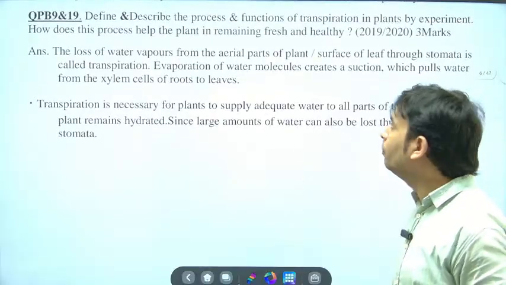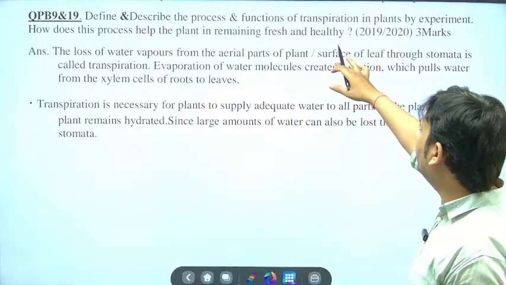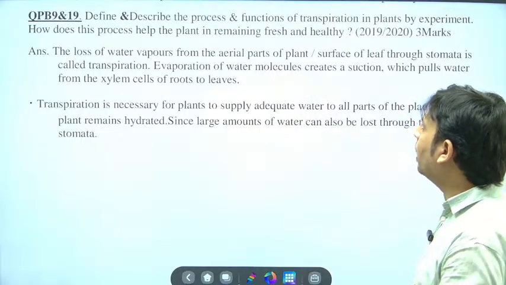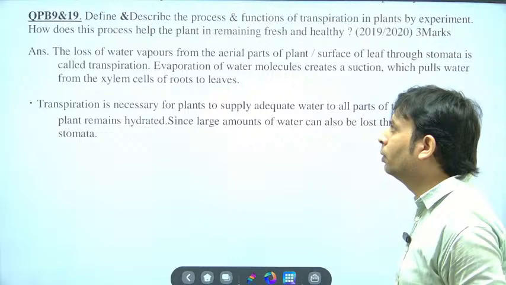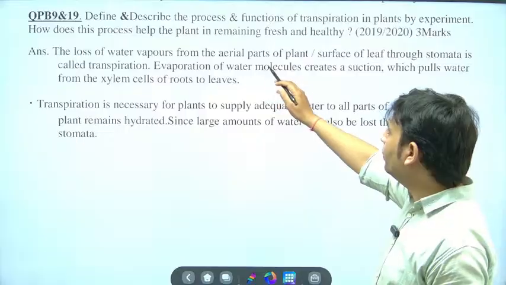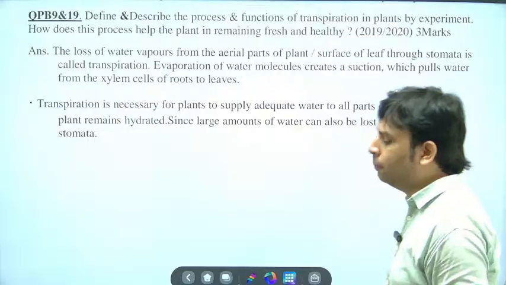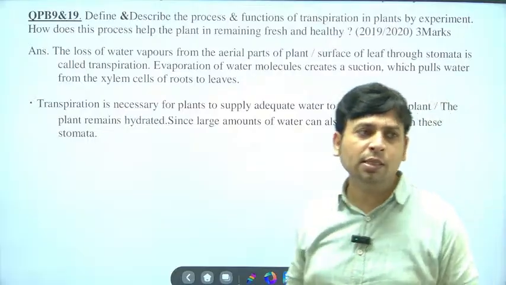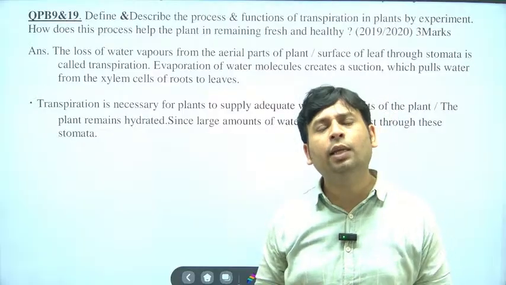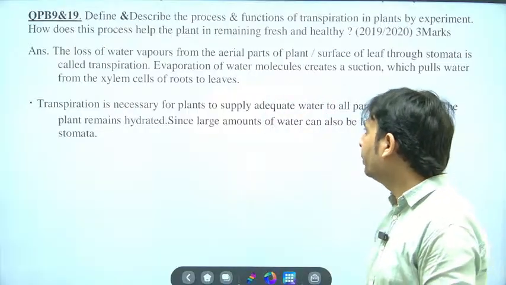Now the next question, from 2019-20: define and describe the process and function of transpiration in plants by experiment. How does this process help the plant in remaining fresh and healthy? The answer is that the loss of water vapor from the aerial parts of the plant, the surface of the leaf, through stomata is called transpiration.